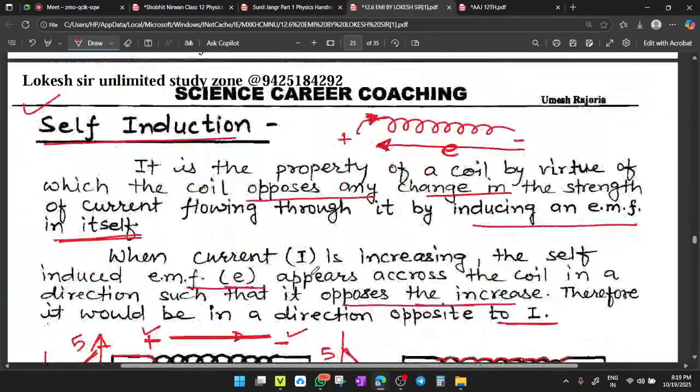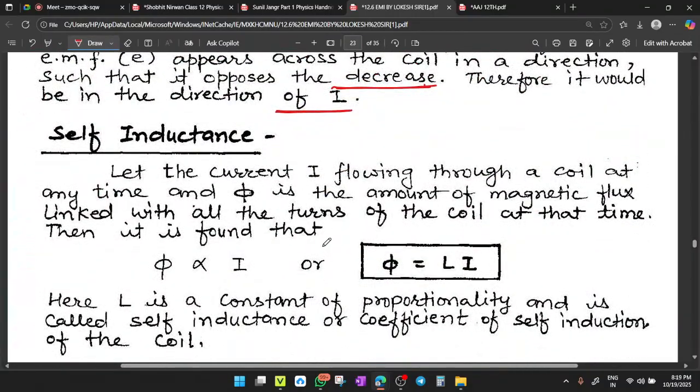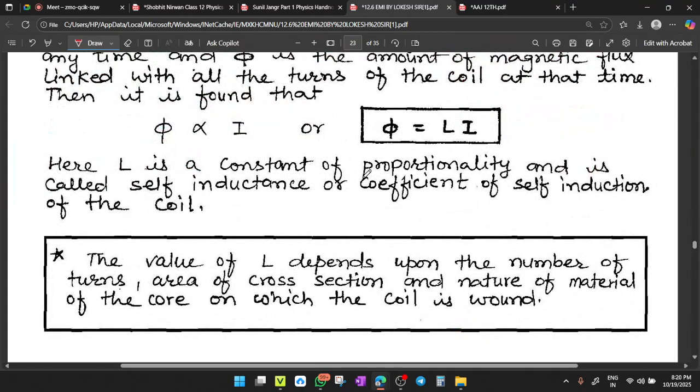Self-inductance. Now this is the process of self-induction. Now, what is self-inductance? Self-inductance is a physical quantity or property of a coil. Let the current I be flowing through a coil at any time, and phi be the amount of magnetic flux linked with all the turns in the coil at that time. Then it is found that phi is proportional to I. So phi is equal to LI. L is the constant of proportionality and it is called self-inductance or coefficient of self-induction of the coil. The value of L depends on the number of turns, area of cross section and nature of the material.